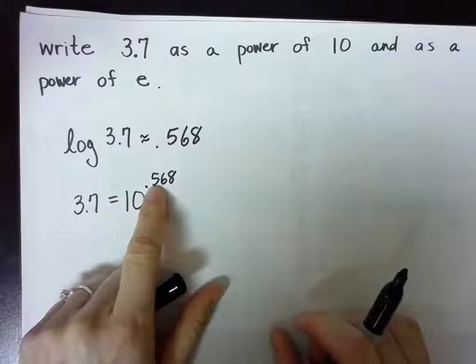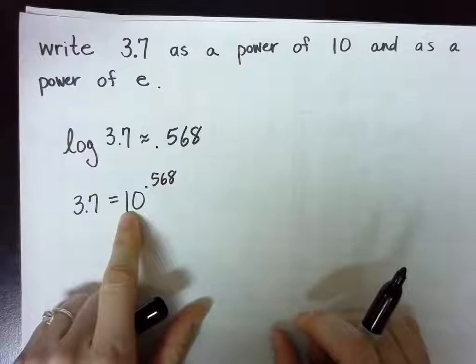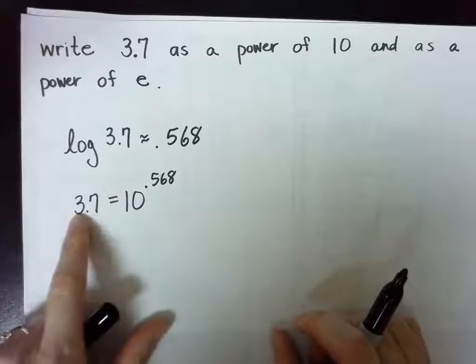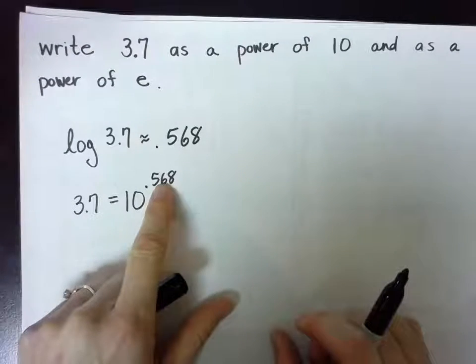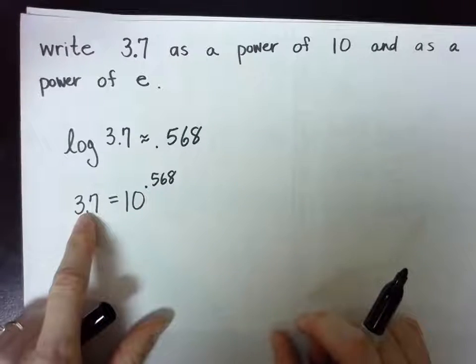You know, 0.5 would be the square root of 10. The square root of 10 is just a little bit over 3, so it's going to be a little bit bigger than the square root, a little bit more than 0.5 to get that 3.7.